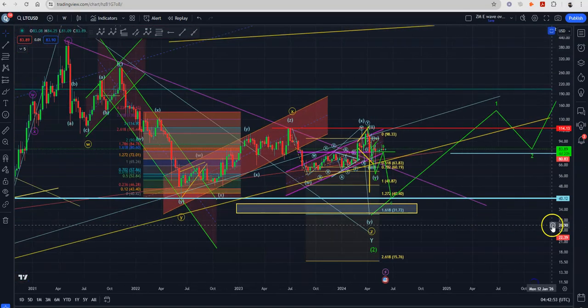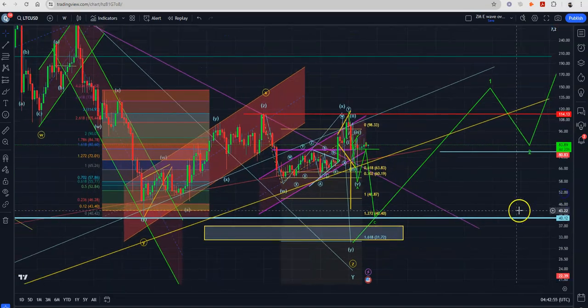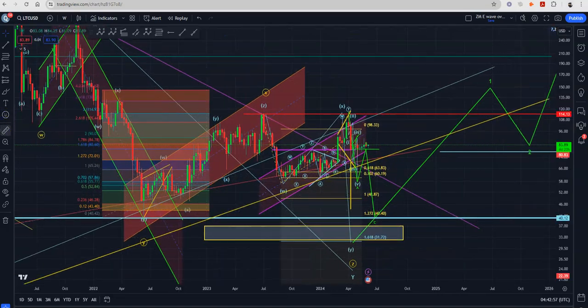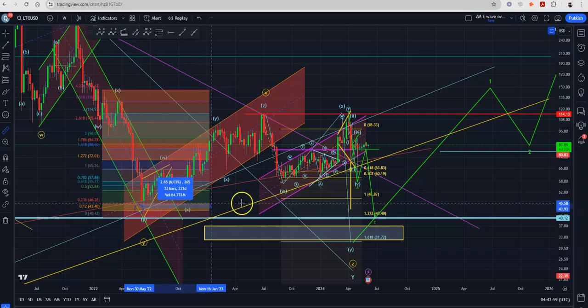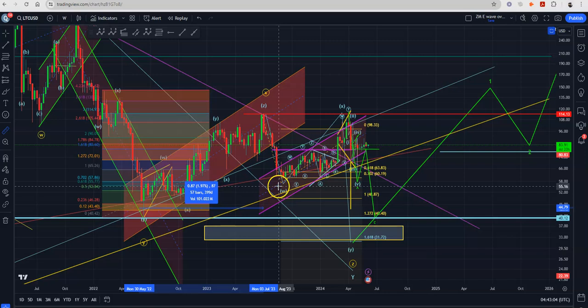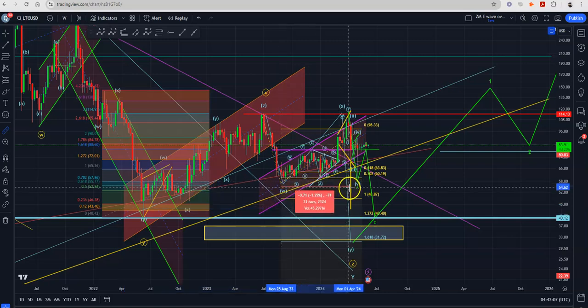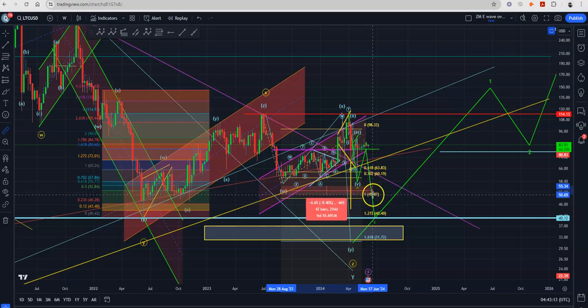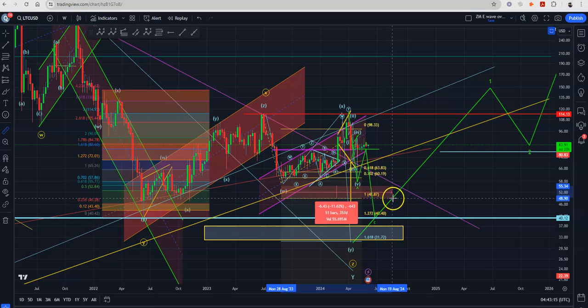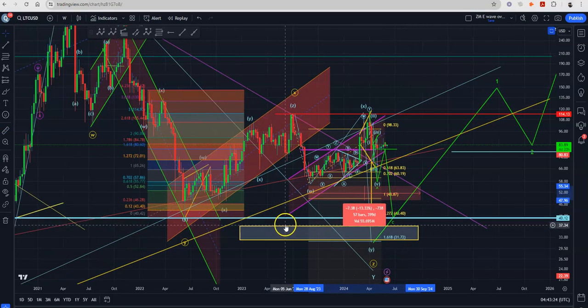And in this Z wave down, you'll notice that it has a similar corrective structure in length here. This corrective structure took 400 days, and this one is taking about, right now it's at 280 days. Will it take 400? That's to be seen. That would take us to September. Well, is that out of the ordinary?